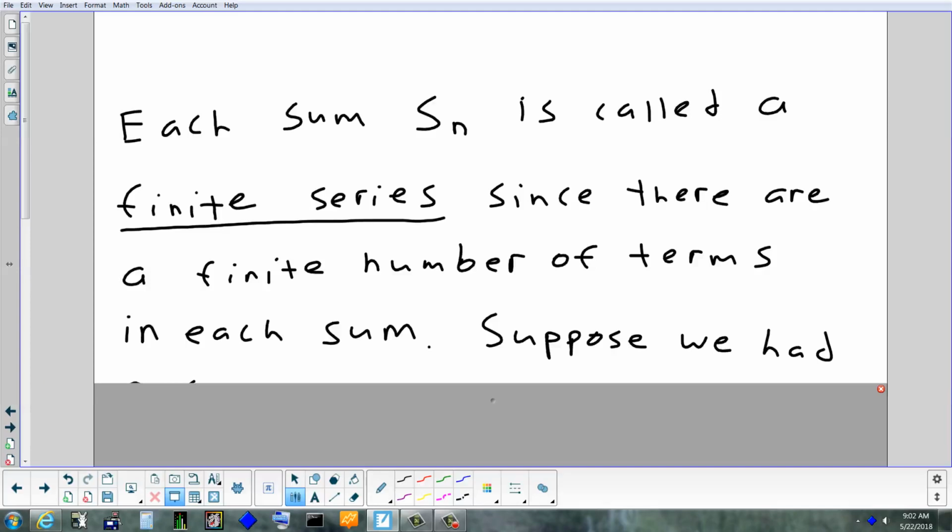So each specific S sub n is called a finite series. Even S sub 1. I know technically you're not really adding anything up, it's just the first term. It's still called a finite series because it's just the sum of the first 1 terms.